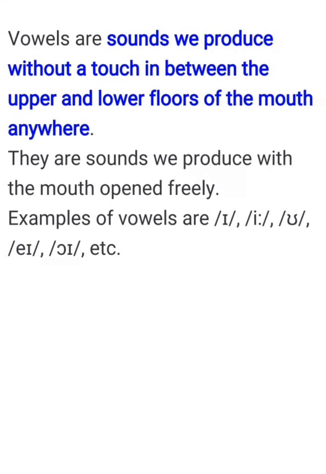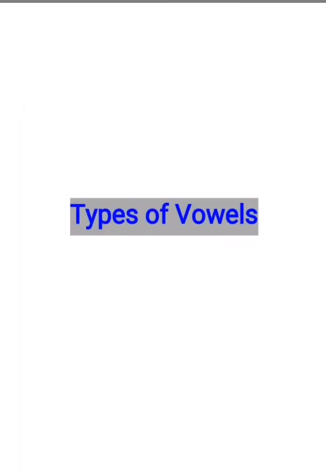It's two in one, and we have a name for sounds like that, like you are going to learn shortly. And so when pronouncing these sounds, like you have confirmed from your participation, you see that there is no touch anywhere in the mouth between the upper and the lower floors. Sounds produced like that, we refer to them as vowels or vowel sounds. These are a few of the vowel sounds that exist. You're going to have a full list of all the vowel sounds as you progress in the lesson. So let's make progress now to the next section of the lesson, types of vowels.